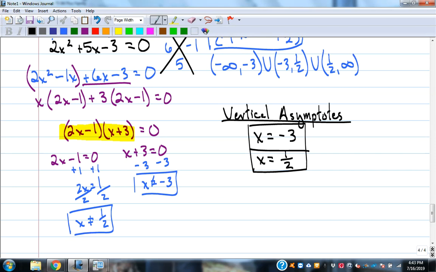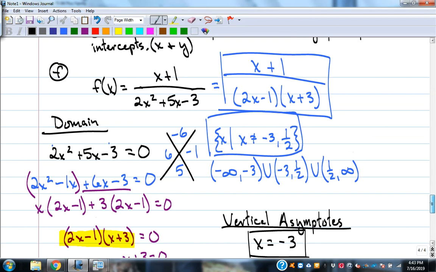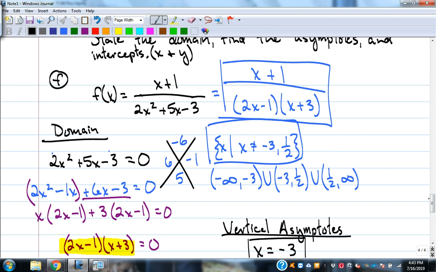The next thing to do is to look at the rules for horizontals or obliques. And that's the key here. So we can look at the original problem, we can look at the simplified problem. It doesn't matter which one. The rule is going to be the rule no matter what. Okay? So if I look at the original problem, what's the degree of the top here?